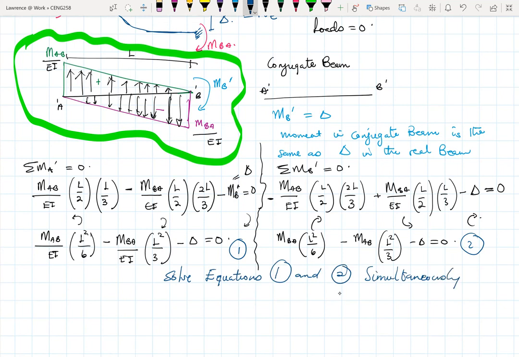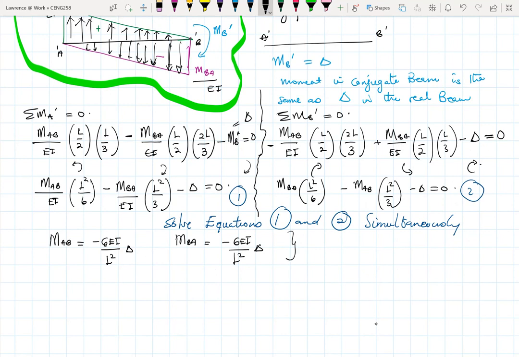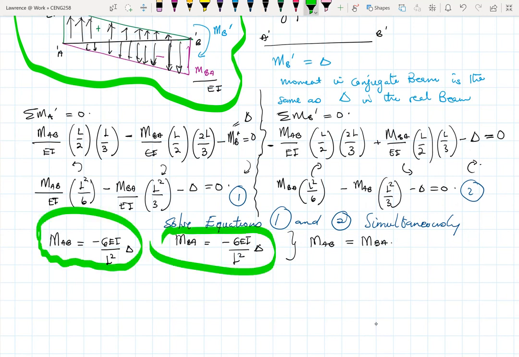All right. So once we do that, if we solve equation 1 and 2 simultaneously, we would end up with our MAB being equal to negative 6EI over L squared. MBA will also be equal to negative 6EI over L squared, for this particular case. We'll come back to these later on, but for now, these are our moments. If you solve equation 1 and 2 simultaneously, this is what you end up getting.